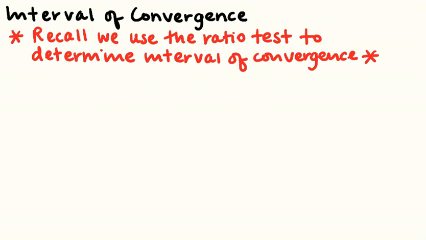Okay, so when finding the interval of convergence, I'm asking you to recall that we use the ratio test to determine the interval of convergence. They ask you to find the values of x for which the series converges. That's going to be the first thing to do. You're going to use the ratio test. You're going to set up the limit of the ratio. You're going to compute the limit. You're going to do some analysis on the endpoints, and then you're going to get an interval. Okay, so let me just write down a quick example.